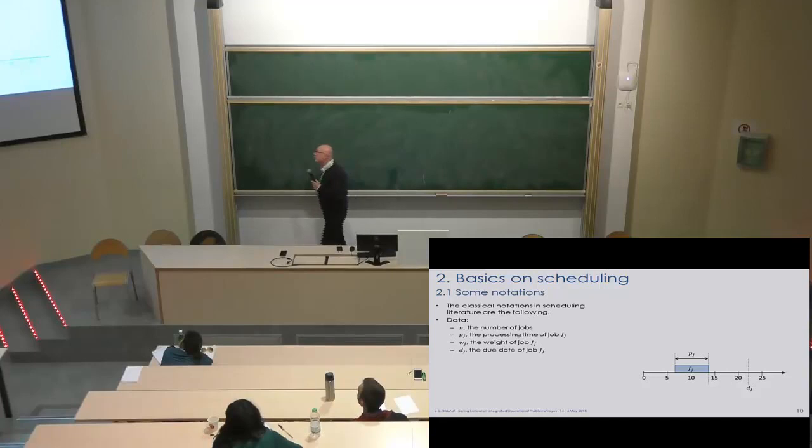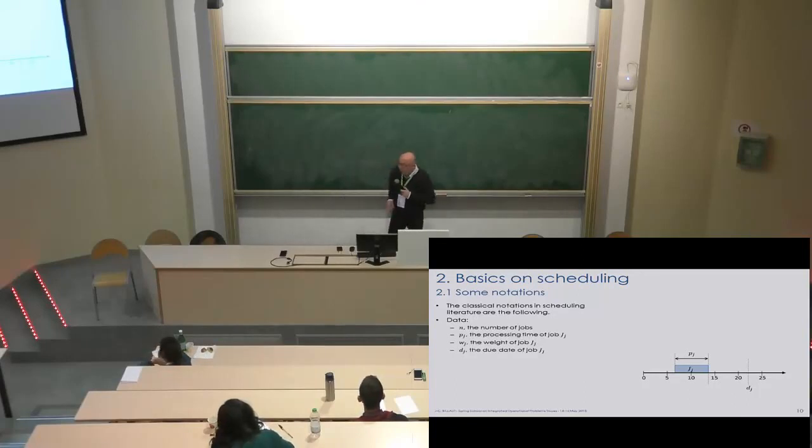First, the data. We denote by n the number of jobs. Pj will be the processing time of job j, so the duration of the job. Wj is a weight. The weight is a way to make a distinction between jobs. So in the objective functions that we will see, we can put an important weight for jobs which are important and a small weight for jobs which are less important. Dj is the due date of the job. So it means the date at which the job has to be terminated, completed.